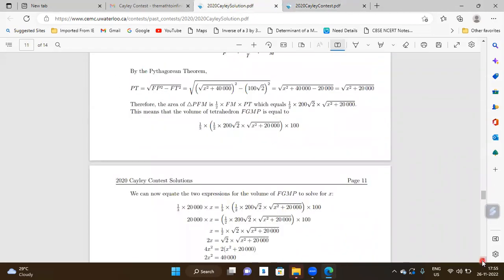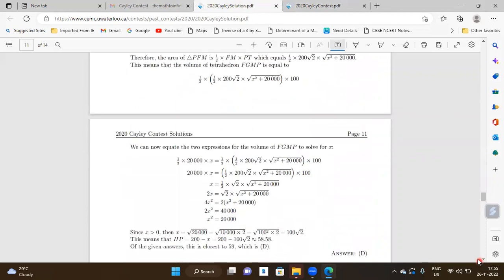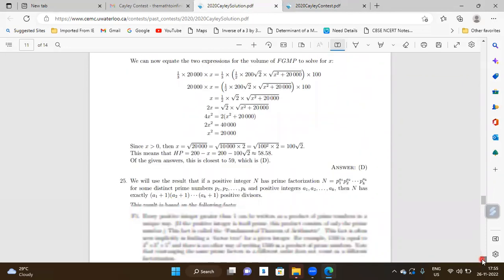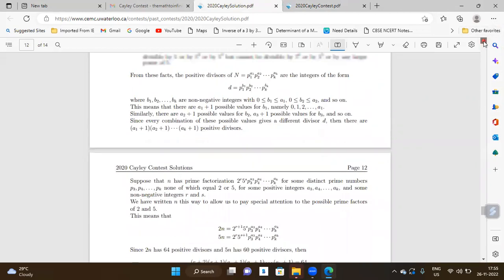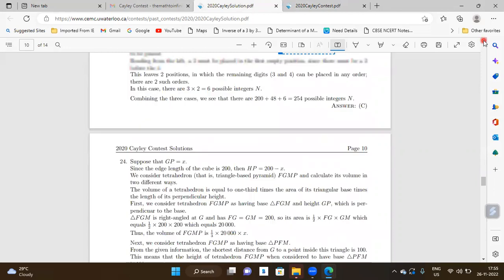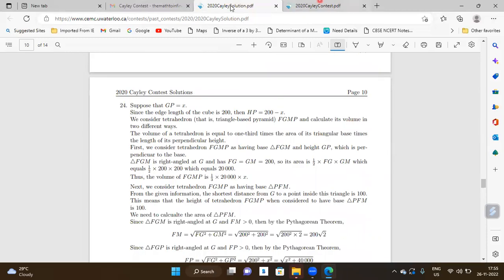I think the 24 is pretty easy, I guess, because they are using the Pythagorean theorem. Okay, we'll go for the 24th one. It is a bit lengthy, but they are using only Pythagorean. So I'll explain how to do it. You might be able to figure it out by yourself.